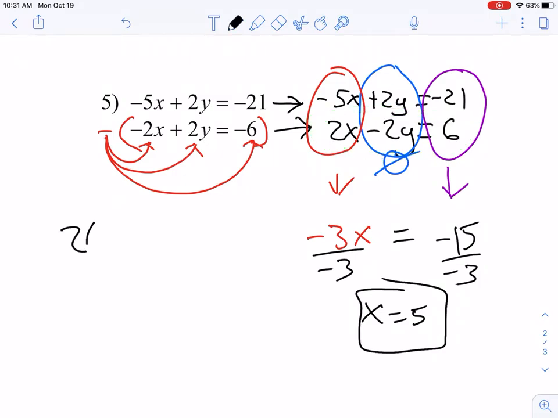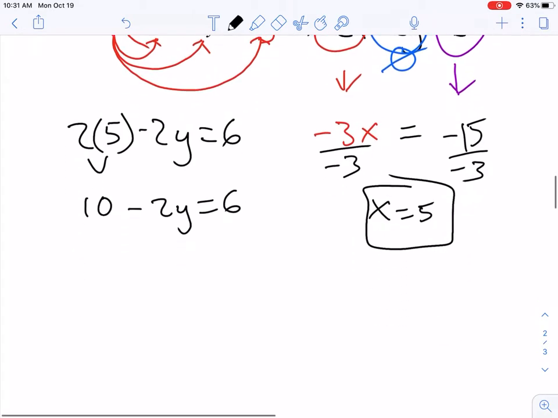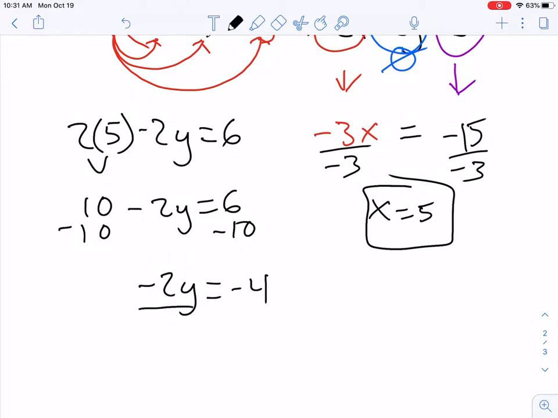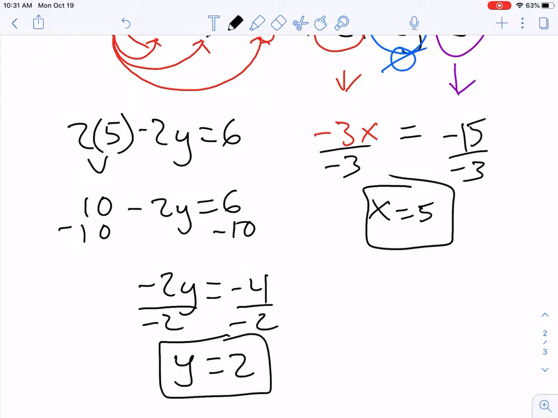So 2, and then instead of x, I put a 5, minus 2y equals +6. So that's going to give me 10 minus 2y equals 6. I can subtract 10 from both sides so that -2y equals -4, and divide -2 to both sides so that y equals +2. And then as an ordered pair, we call this (5, 2).